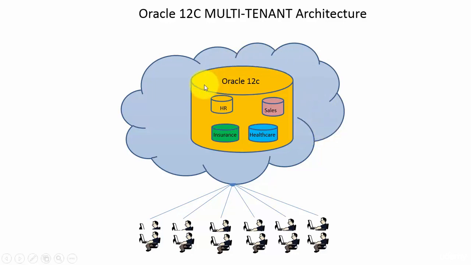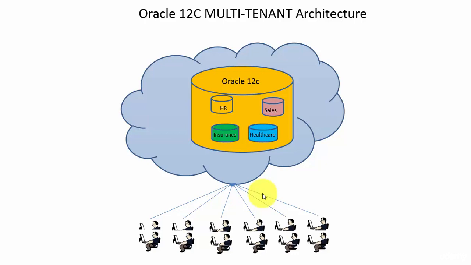You see here, our Oracle 12c database is in the cloud and it has various databases sitting within that Oracle 12c database, and several users are connecting to the cloud and then accessing the data present in the various databases. Maybe some of the users are accessing the data from the HR database, some are accessing the insurance database, some are accessing the sales, some are accessing the healthcare. Cool, right? Yes, that is why Oracle tagged their Oracle 12 software with a C.